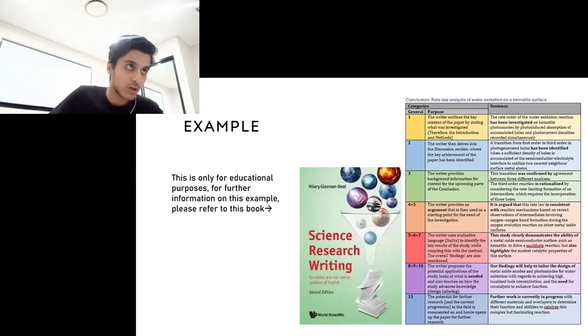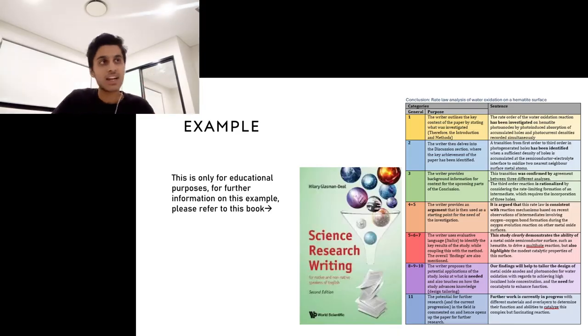The rate order of the water oxidation reaction has been investigated on hematite photoanodes and photoinduced. So first of all, the writer outlines the key content of the paper. Okay, our transition from the first order to third order in photogenerated holes. The writer dwells into the discussion section, where the key achievement of the paper has been identified. So you go straight into what was the key achievement of the paper.